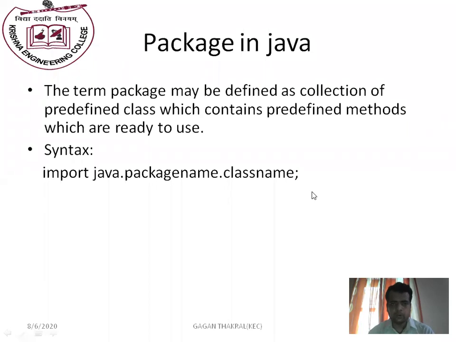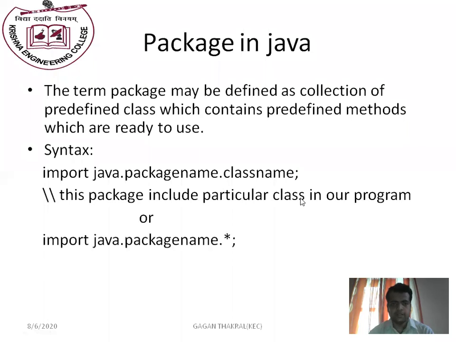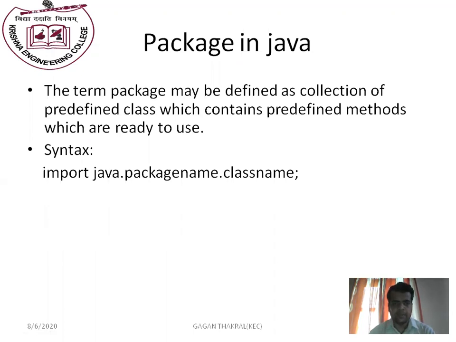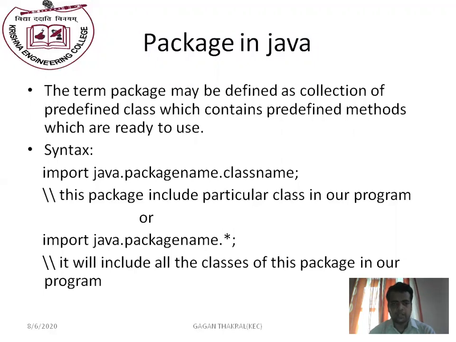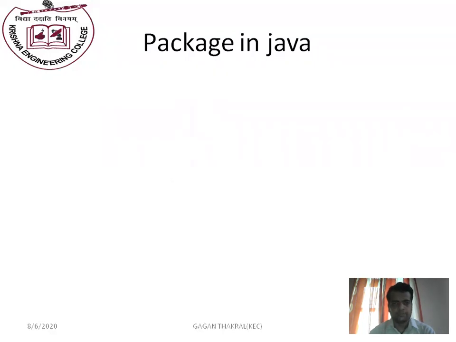If we want to import all the classes of a package, then the syntax is import java.packagename.*. It will include all the classes of a particular package. If we want to select a particular class, then it is represented by import java.packagename.classname. If we want to import all the classes of a particular package, then the syntax is this. It will include all the classes of this package in our program.